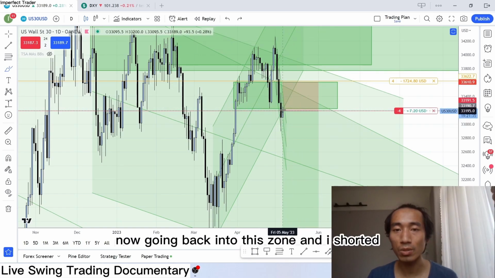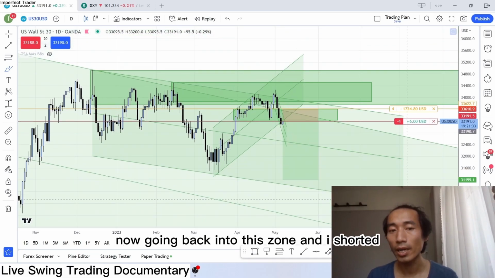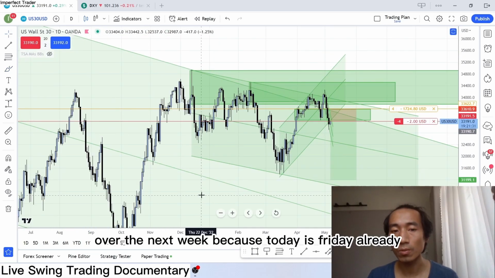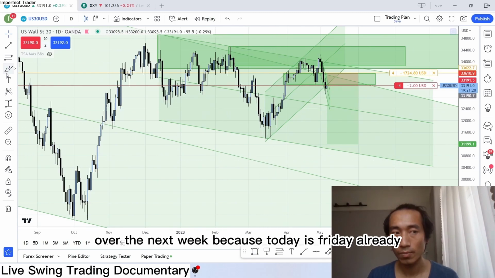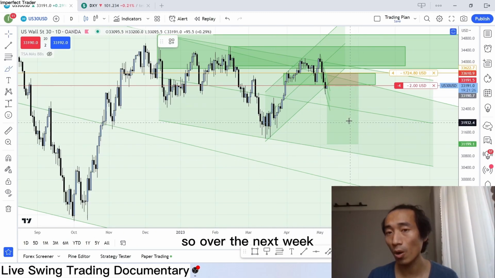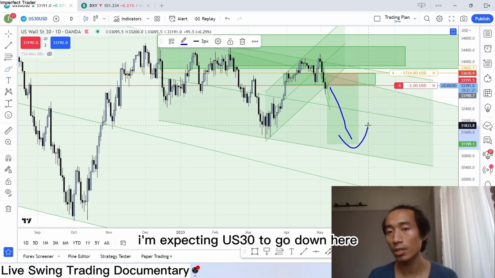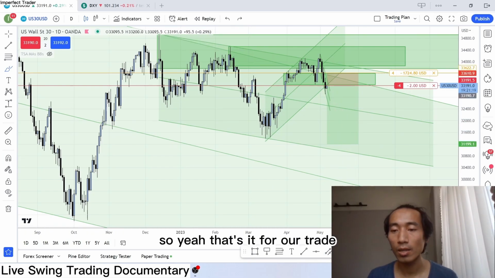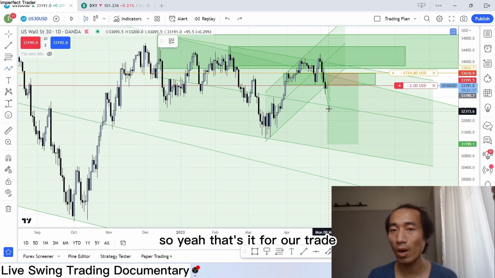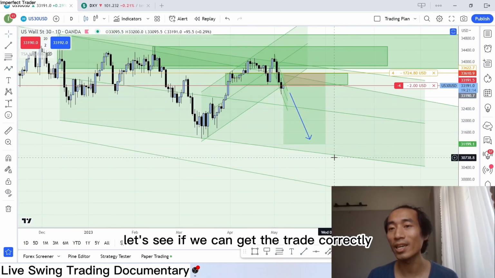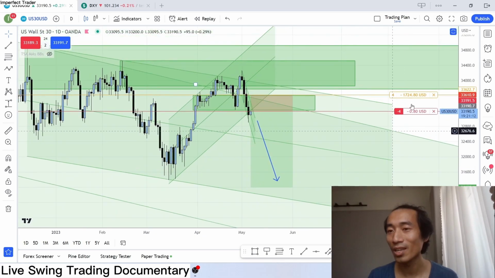Now going back into this zone, and I shot. And I believe that over the next week, because today is Friday already, I'm expecting US30 to go down here. So yeah, that's it for our trade. Let's see if we can get this trade correctly.